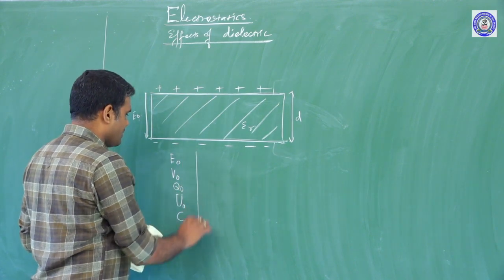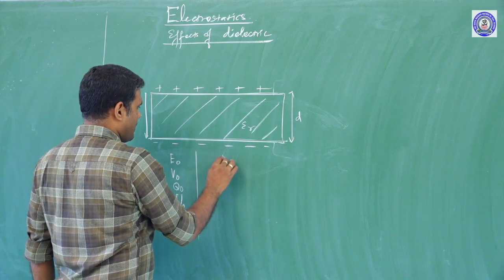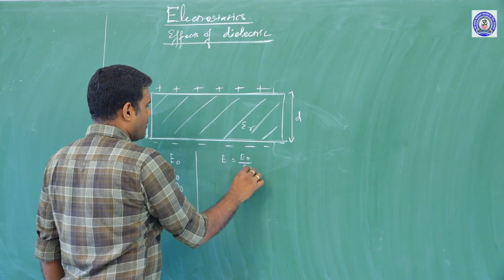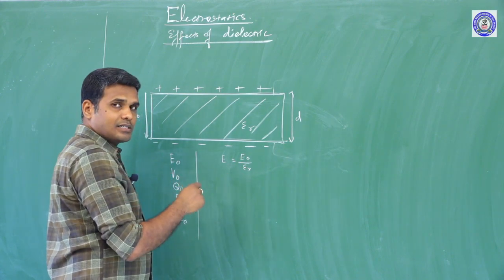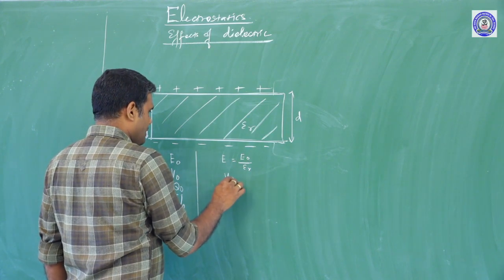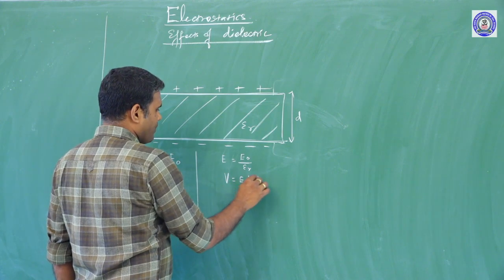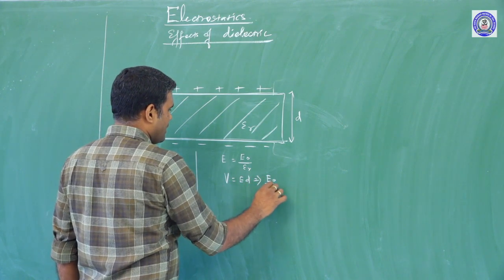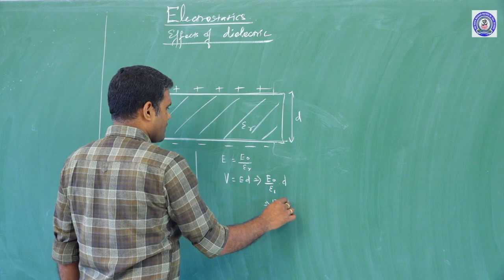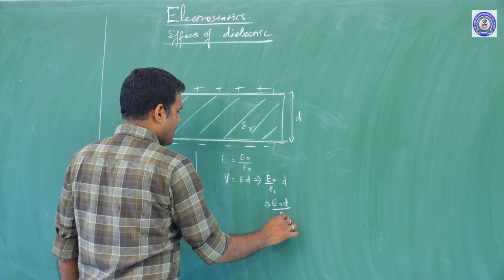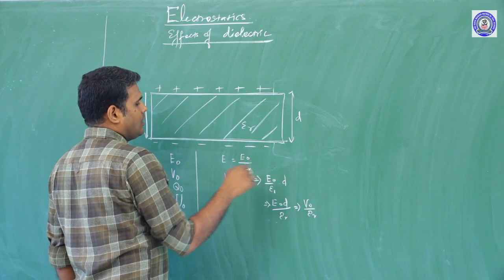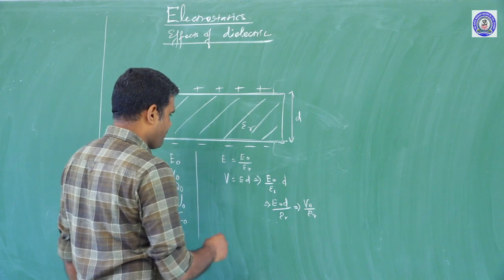When the dielectric is introduced in the region between the plates of the parallel plate capacitor, the electric field changes to E equals E naught divided by epsilon r. You had this discussion already in the previous session. Potential V equals E into d, where E is E naught divided by epsilon r, so V is E naught d by epsilon r. So I can write V naught divided by epsilon r. So the potential also decreases by epsilon r times.